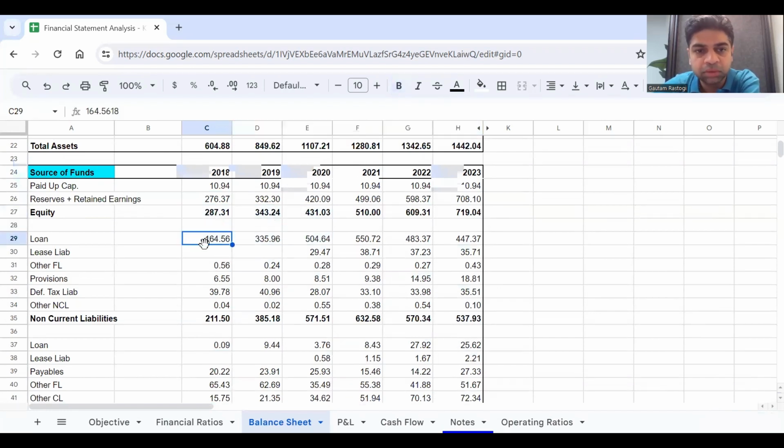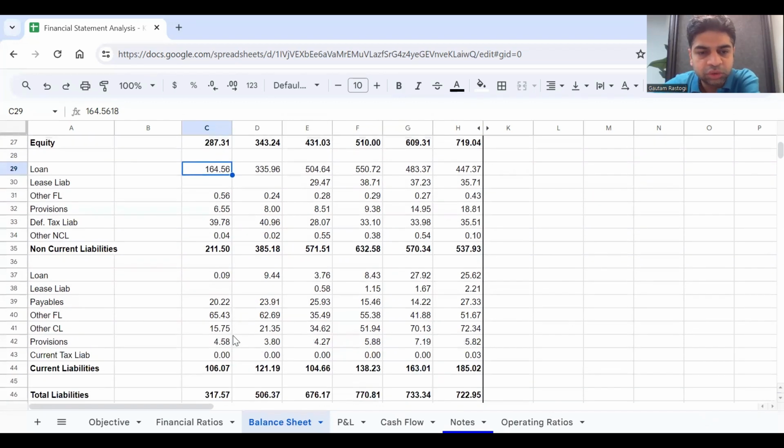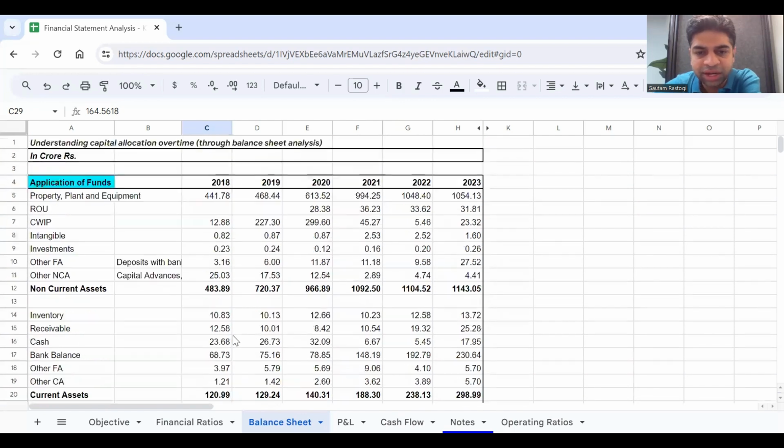The long-term loan has been increasing as well. So it tells us that the capacity expansion has been debt funded. All right, so that's the impression that we get when we look at this. Now let's quickly jump to the P&L.